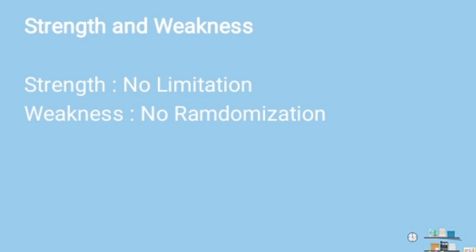And the weakness of this quasi-experimental design is no randomization. No randomization in grouping members in the experimental group or the control group, because it's different from true experimental, which uses randomization in making groups. In other words, quasi-experimental is a development of true experimental.